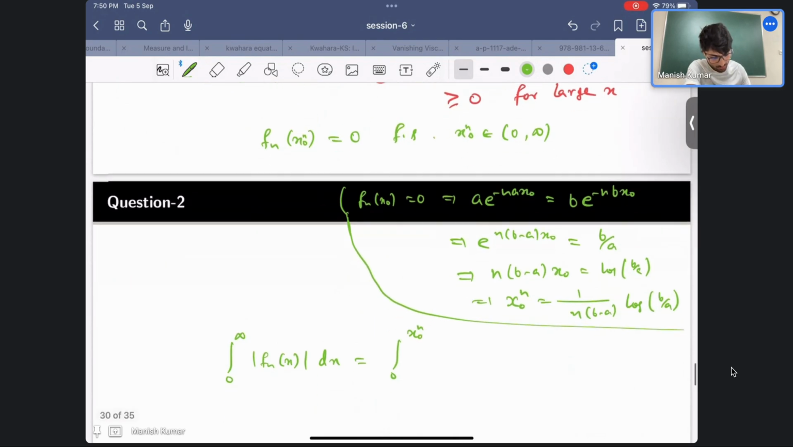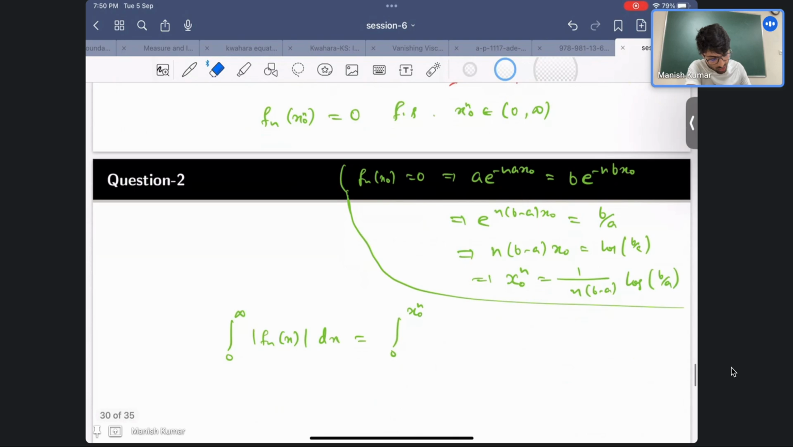So I have given a vague argument to justify this calculation. So 0 to infinity can be broken at the point x naught, and in this region the function is negative, so I can write minus of fn x dx, and in the region x naught to infinity the function is positive, so I can just write fn of x dx.